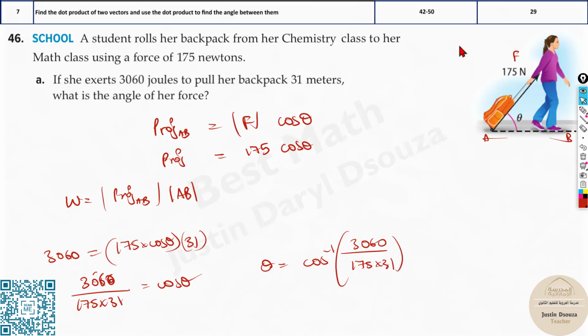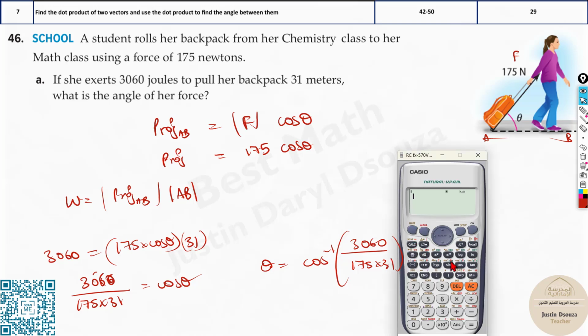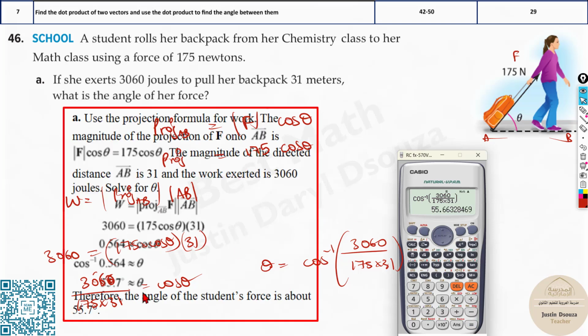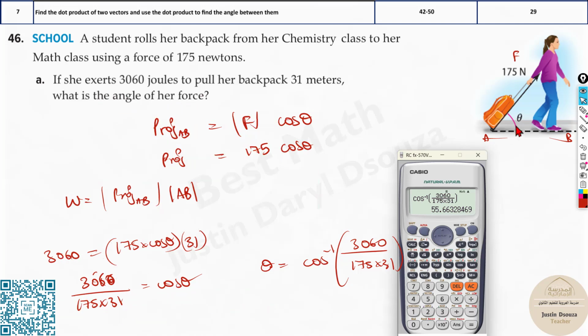Let's take our calculators and check this out. It'll be cos inverse of 3060 divided by 175 times 31. And the answer is 55.66 degrees, and it's taken as 55.7. That's the correct answer. That is the angle over here. What they wanted, angle of a force, that is 55 degrees. Now, since it's not required to do any steps, you can just put this as well in the calculators here.